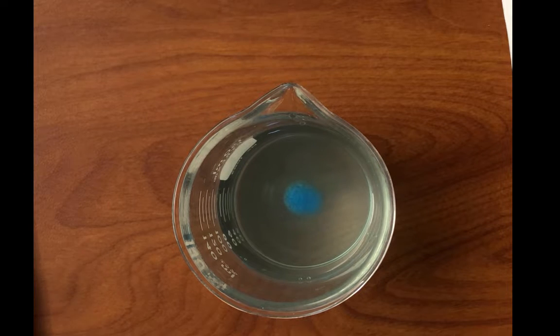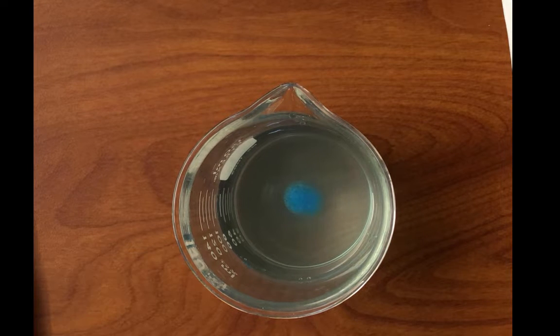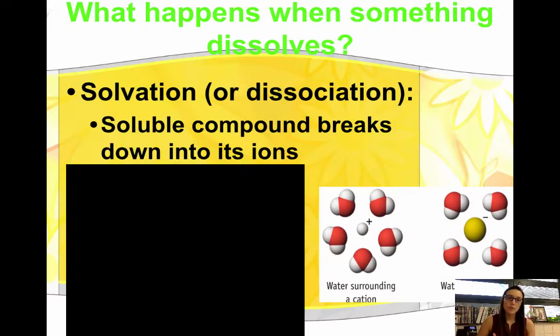The solvent is water. Remember that water is the universal solvent, and so typically when we're dissolving something, we will use water as the solvent. That's what does the dissolving. So when we put the copper 2 chloride in water, we were dissolving that copper 2 chloride. It goes through a process called solvation or dissociation. So that's when you have a soluble compound breaking down into its ions. So with copper 2 chloride, you have CuCl2 solid breaking down into Cu2+ and 2Cl-.